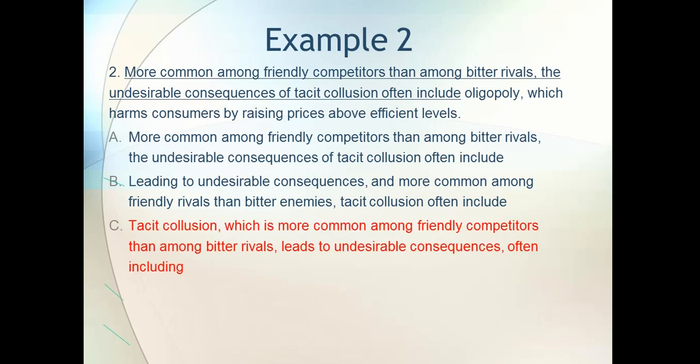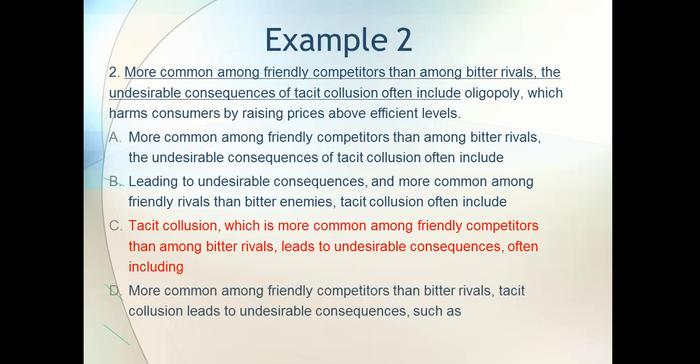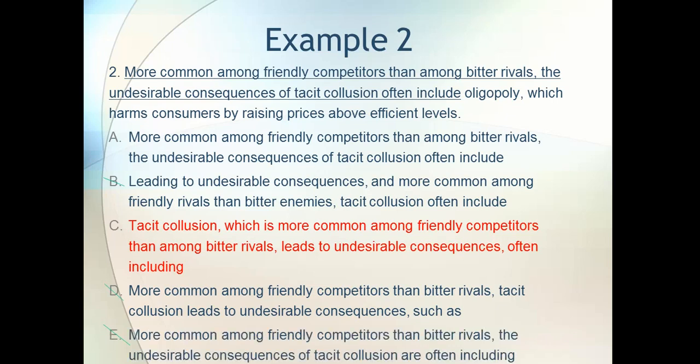Or C, tacit collusion, which is more common among friendly competitors than among bitter rivals, leads to undesirable consequences, often including oligopoly, which harms consumers by raising prices above efficient levels. Or D, more common among friendly competitors than bitter rivals, tacit collusion leads to undesirable consequences such as oligopoly, which harms consumers by raising prices above efficient levels. Or E, more common among friendly competitors than bitter rivals, the undesirable consequences of tacit collusion are often including oligopoly, which harms consumers by raising prices above efficient levels.